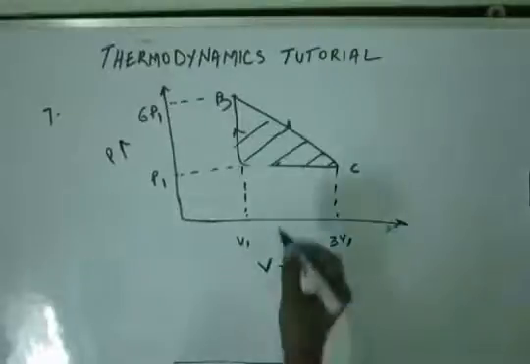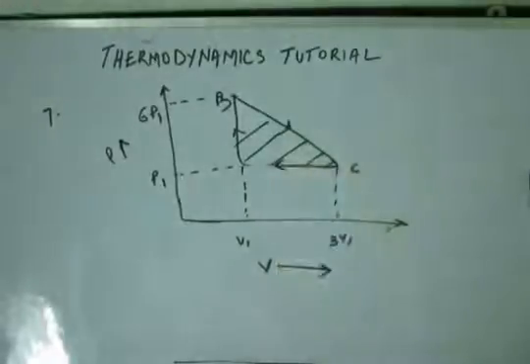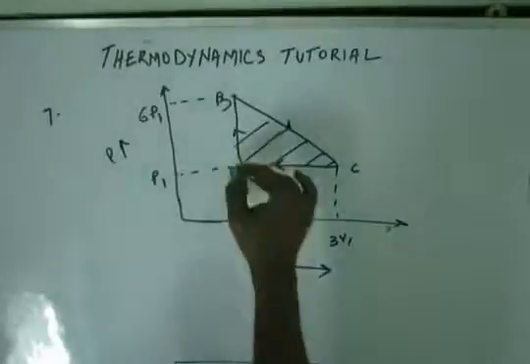So we have talked about this before, that if it is a clockwise cycle, then the work is negative, and if it is an anti-clockwise cycle, work done is positive. So we have confirmed the sign that the work is going to be negative. And let's talk about the magnitude. The magnitude will be the area of this cycle.